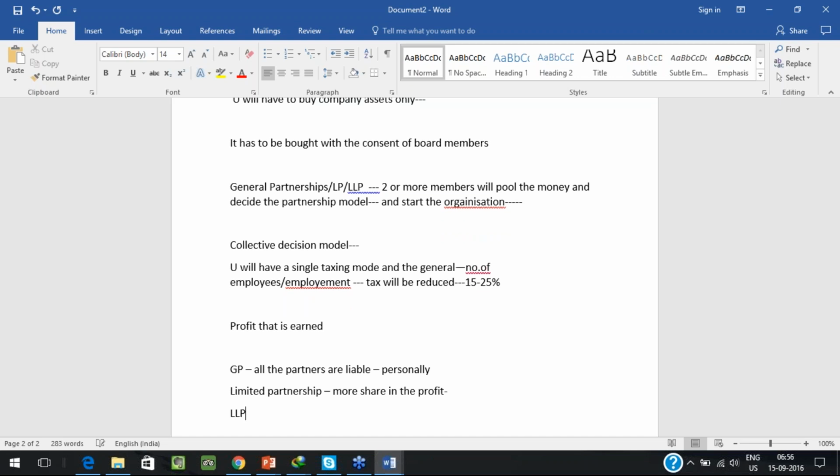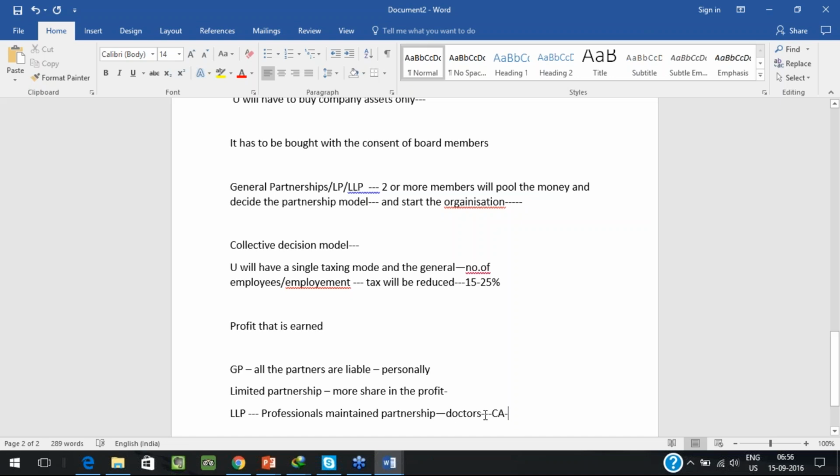LLP is like one or more. If more than one are being liable for this personal loss, then that's called an LLP. Generally an LLP would be a professionally maintained partnership. Like, suppose doctors or CAs, or any professional group. If that is formed, then that's an LLP.